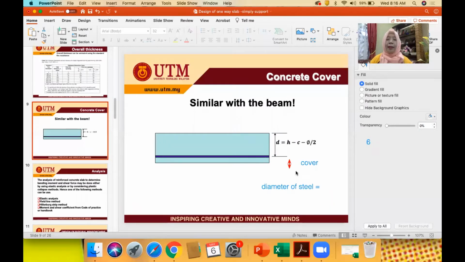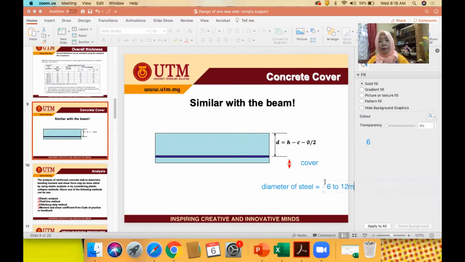Okay, the diameter here is between 6 to 12 millimeter. Yeah, the diameter of the steel between 6 to 12 millimeter.